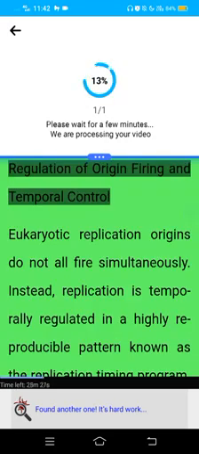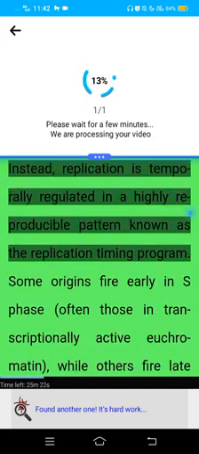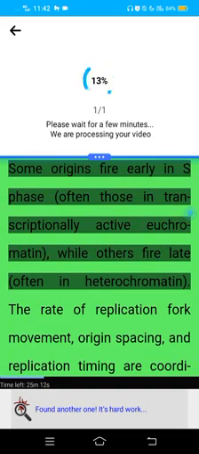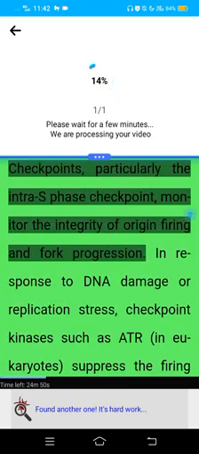Regulation of origin firing and temporal control. Eukaryotic replication origins do not all fire simultaneously. Instead, replication is temporally regulated in a highly reproducible pattern known as the replication timing program. Some origins fire early in S phase, often those in transcriptionally active euchromatin, while others fire late, often in heterochromatin. The rate of replication fork movement, origin spacing, and replication timing are coordinated to ensure complete genome duplication.